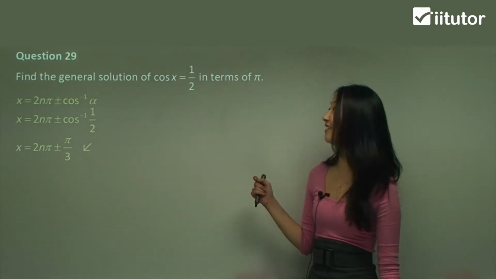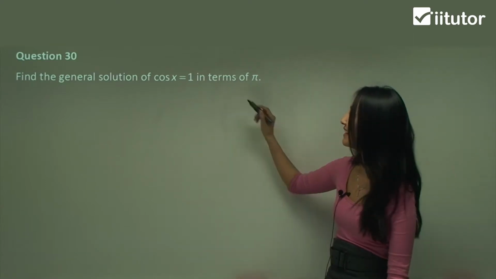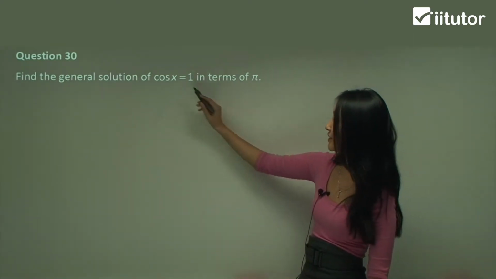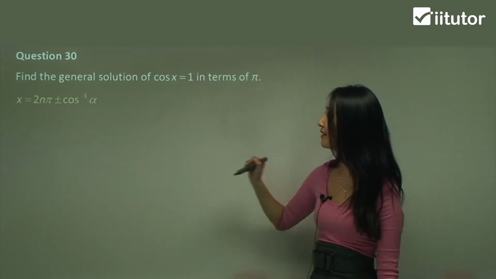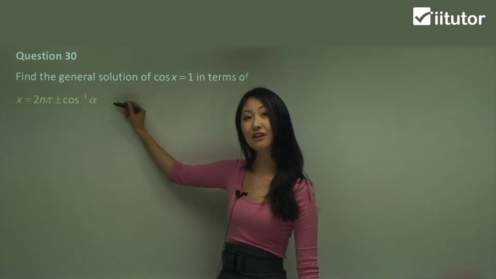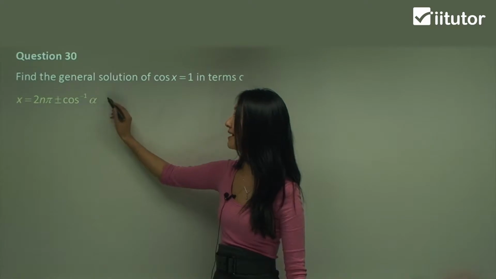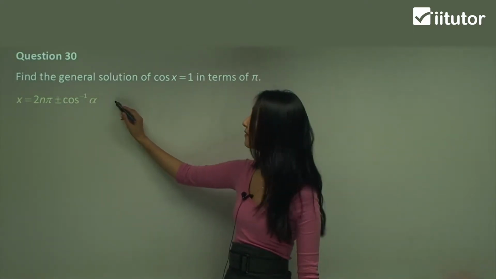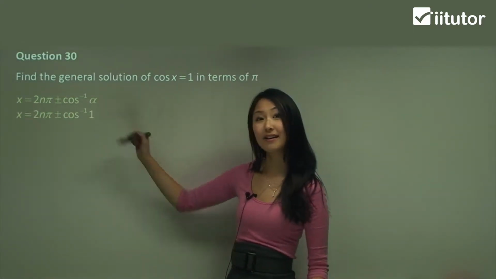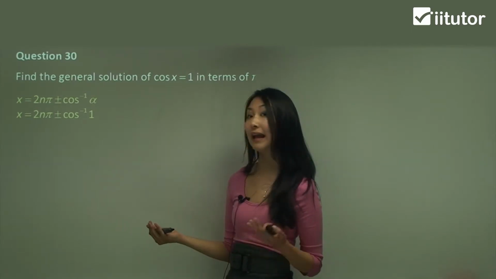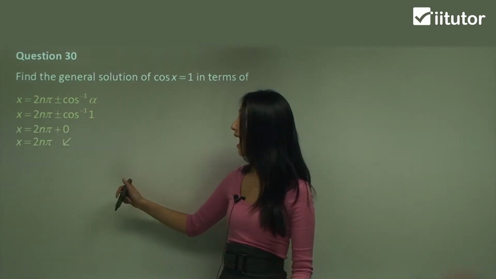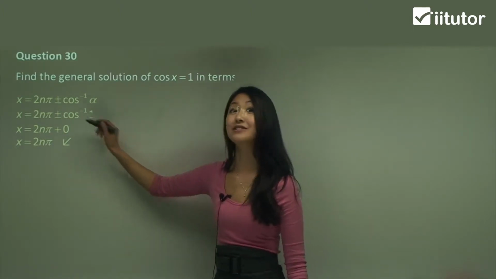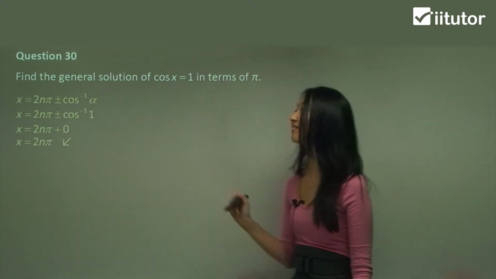Great, let's go on to question 30 here. We want to find the general solution of cos x equals 1 in terms of pi. This is our general solution of 2nπ plus or minus inverse cosine of alpha. Change that to 1. Think to ourselves, cos of what equals 1? That's 0. So we can just write that as 2nπ as your general solution there.